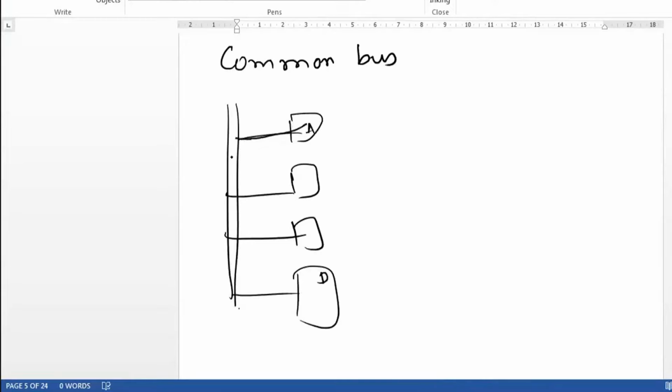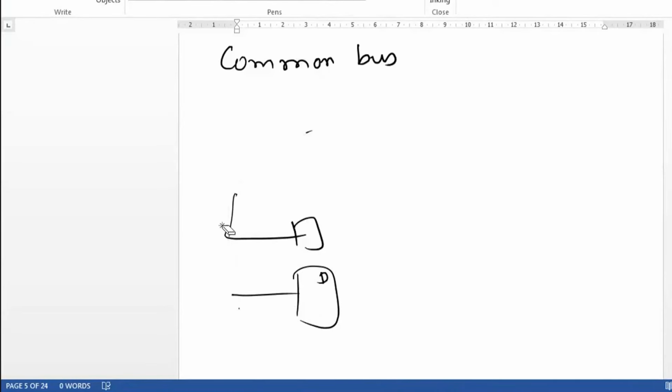If you want to transfer data from A to D, you transfer A to D like this through the common bus. अगर A to B करना है, तो आप इधर से transfer करो. So the registers are not connected directly to each other, but they are connected to each other using a common bus. Now we will see how to design this type of bus system for 4 registers. वैसे तो बहुत सारे registers हैं, but if you want to design this type of common bus for 4 different registers, how will we do that?